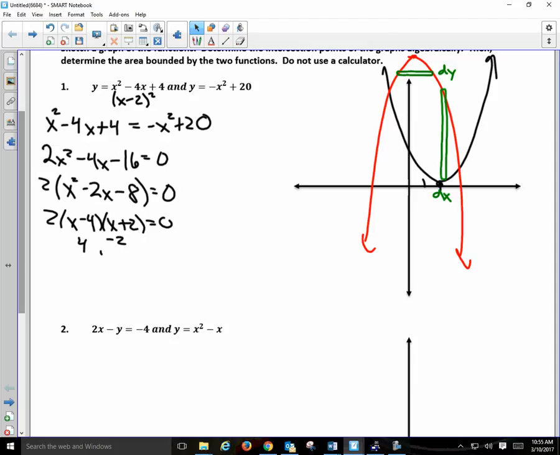Let's go back and reference our graph. Does it seem reasonable that this intersection point could be at negative 2? Does it seem reasonable that this one could be at 4? Yeah, my graph isn't great, but yeah, negative 2 and 4 seems reasonable.